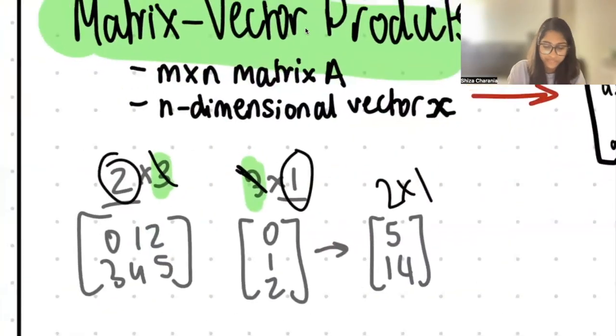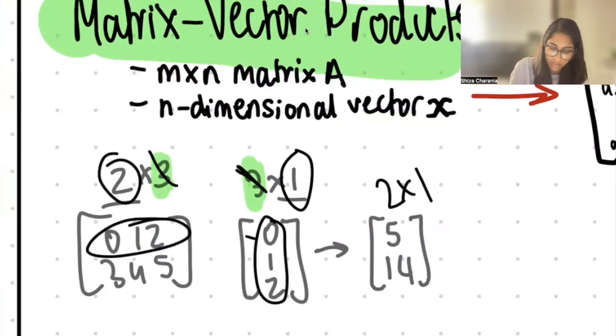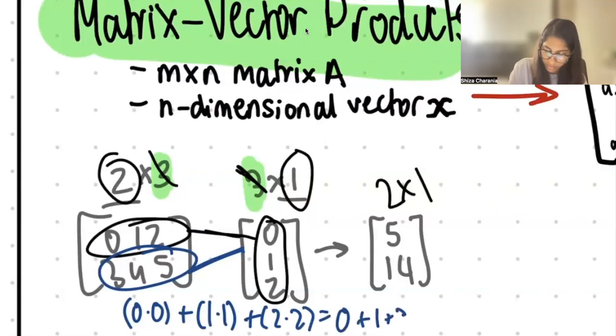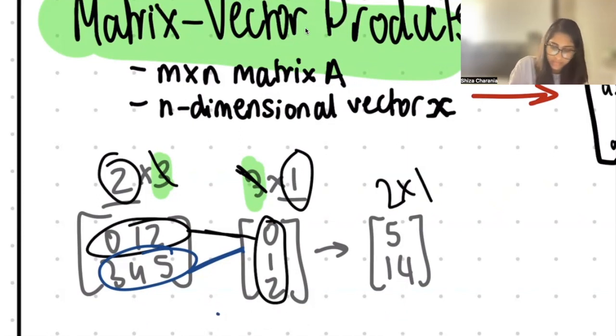So over here, you have something that is 2 by 3, and this is 3 by 1. So what you would do here is you would take this, and you would take this, and you would find the dot product of these two, and then you would take this, and you would take this, and you would find the dot product of these two. So over here, 0 times 0 is equal to 0. Actually, I'm going to write it like this. And then plus 1 times 1 plus 2 times 2. And that's equal to 0 plus 1 plus 4, sorry. And that equals 5. So that's how you get that first number here.